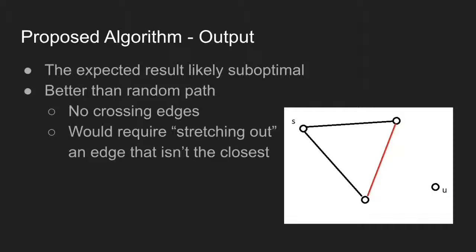Even though this algorithm's output is suboptimal, we know that it's better than a random path because there are no crossing edges. To have intersecting edges, that would require stretching out an edge that isn't the closest to the point you're trying to connect. And since the algorithm chooses the closest edge, which in this case is the red line, you know that it won't result in an intersection.